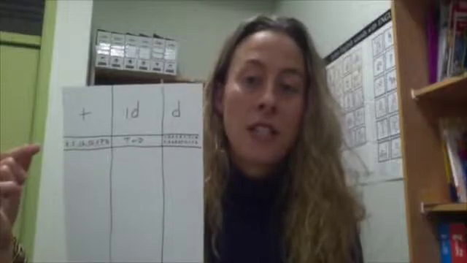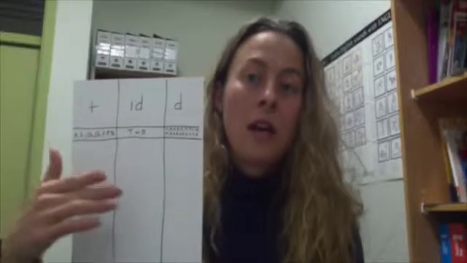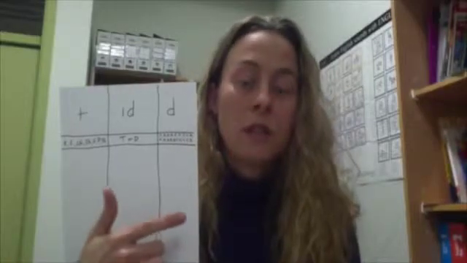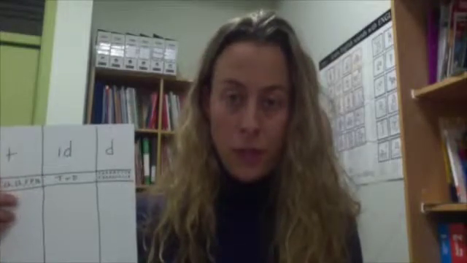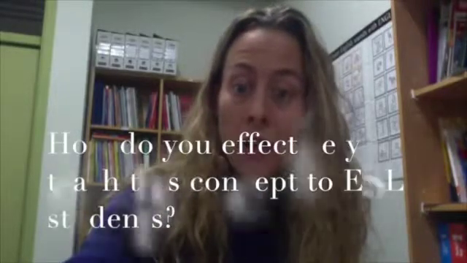So we have a t ending for unvoiced consonants, and then you have the id for t or d endings, and then you have a soft d sound for verbs that end with voiced sounds. In this lesson, I'm not going to explain that in depth because there are so many great YouTube videos that explain and break down that concept. What I'd like to focus on in this lesson is how exactly I taught it to a classroom of students. I had around 22 middle school students in the classroom.